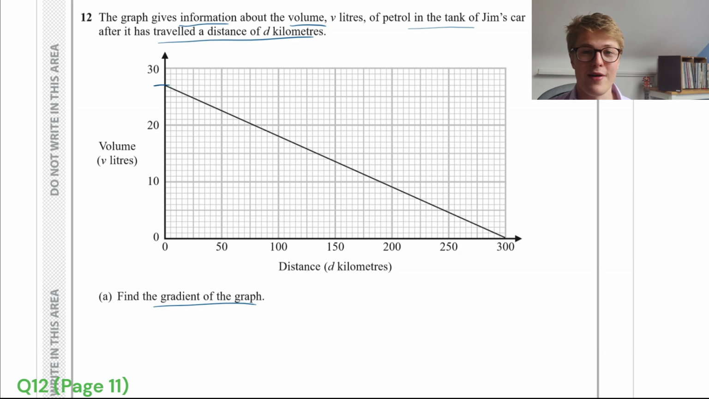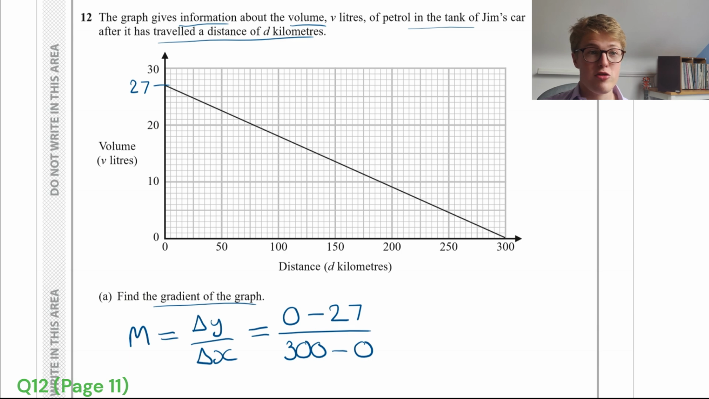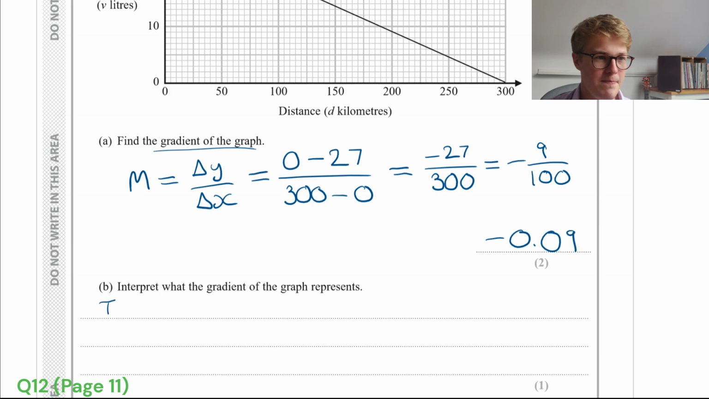So we look at the starting value, which is 27, and to find the gradient, we need to do the change in y over the change in x. We look at the final value, and that's 0, and we subtract 27, the initial value, for our change in y. For the change in x, we do our final value of 300 kilometres minus 0 at the beginning, so we end up with minus 27 over 300, which is minus 9 over 100, which simplifies to minus 0.09.